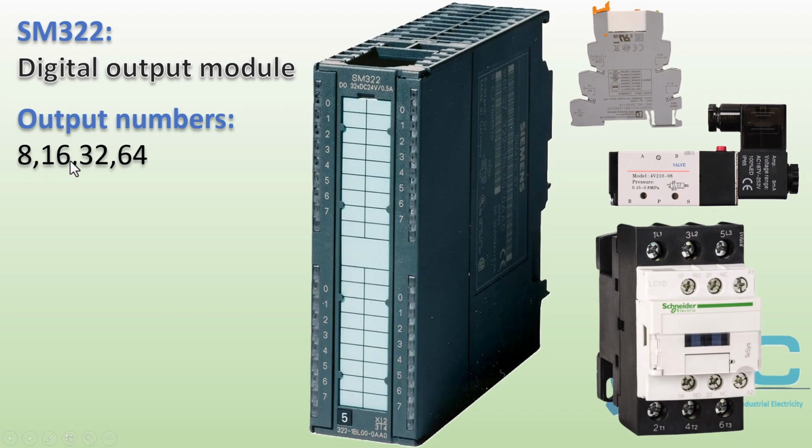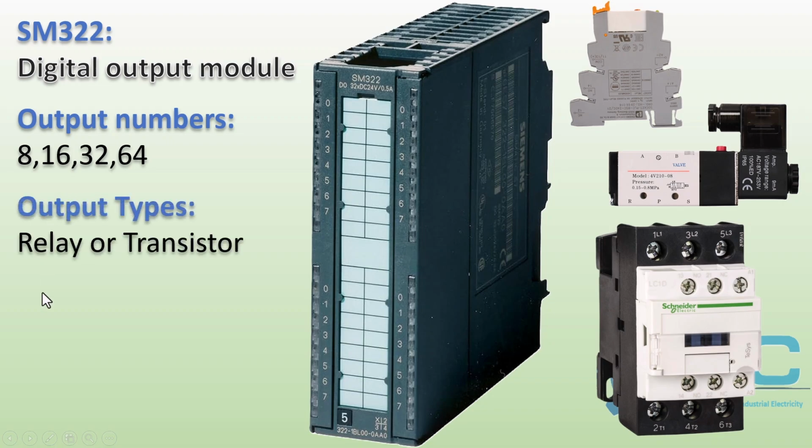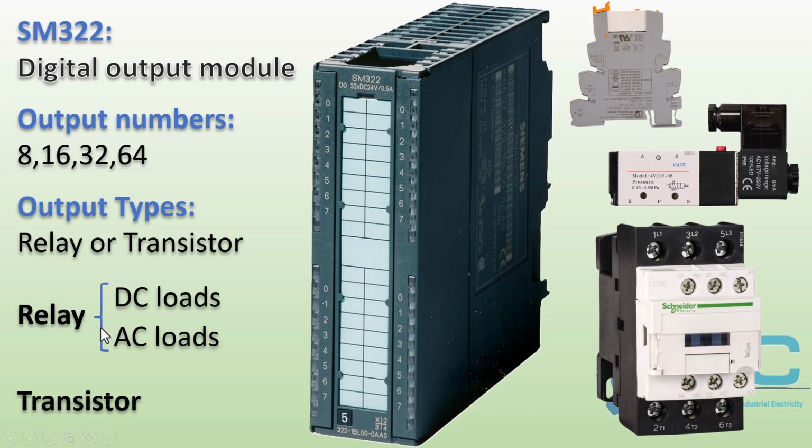The SM322 module comes in different configurations based on the number of digital outputs available: 8 outputs, 16 outputs, 32 outputs, 64 outputs. The choice of module depends on the project requirements and the number of actuators that need to be controlled. The SM322 module is available in 2 main output types. 1. Relay outputs. Suitable for both AC and DC loads. Can control high-power devices. Slower switching time compared to transistor outputs. Provides electrical isolation between the PLC and the field device.